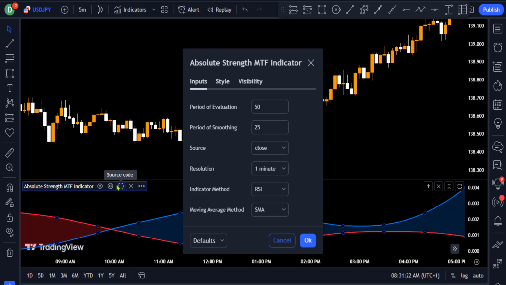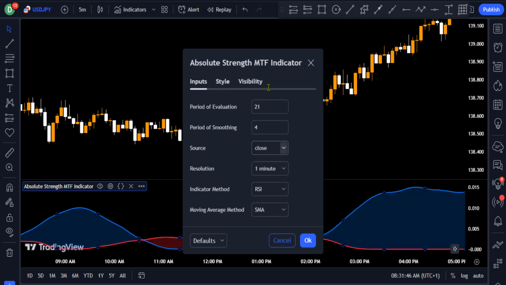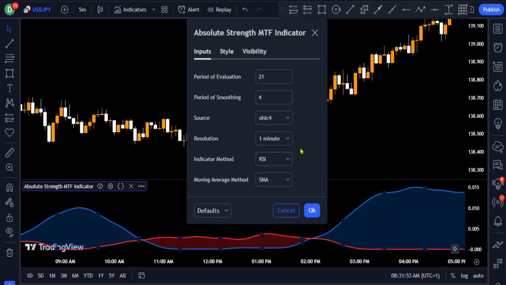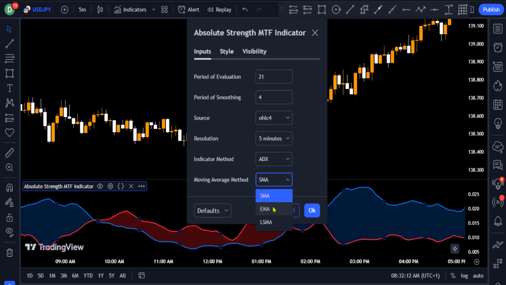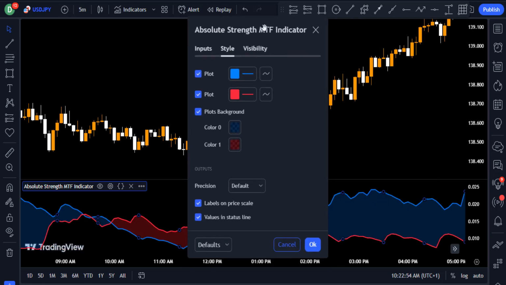Now, here on this input section of the settings, you can play around with all the settings here, but we are going to change this period of evaluation to 21, and the period of smoothing to 4, then the source to OHLC 4, and the resolution to 5 minutes, since we are trading in the 5 minutes time frame, this indicator method to ADX, and the moving average method to EMA. The style section doesn't have much significant settings to change, and then you click OK.